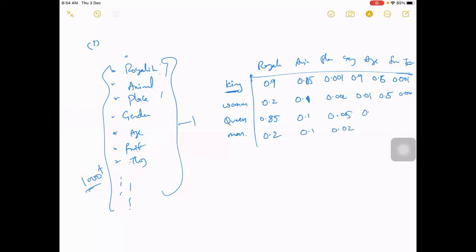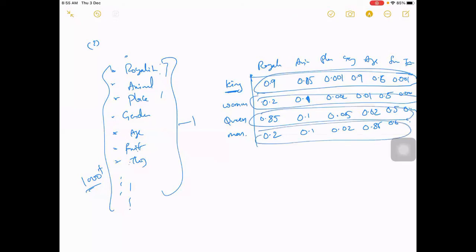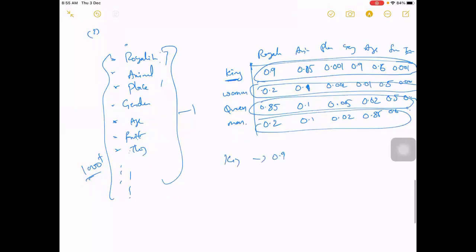So queen and man, these are of higher this thing, right? So 0 to 0.85, something like this. Okay, so 0.5, 0.6, 0.001. So now let's take these as vectors, these as vectors for your words. Like king means like this: 0, 0.9, 0.05, 0, 0.001, 0, 0.9, 0.6, this one.